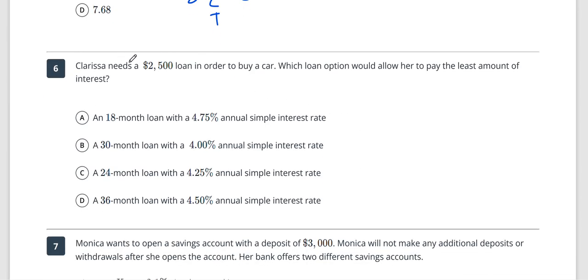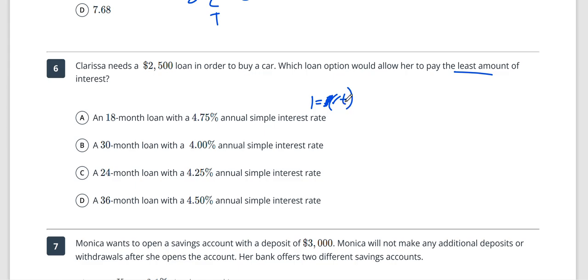Okay, Clarissa needs a $2,500 loan in order to buy her car. Which loan option would allow her to pay the least interest? Okay, so since we're always going to use this number, and it looks like each one of these is I equals PRT. That's it. So basically we're going to get rid of this principal, and we're just going to multiply these two.